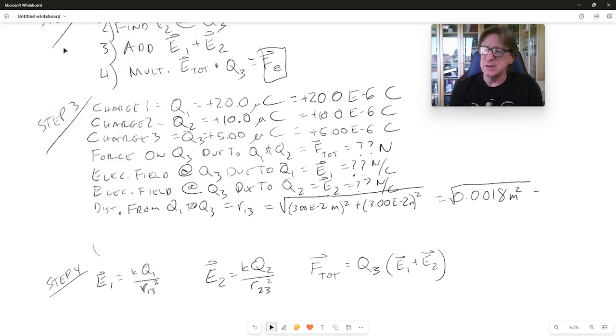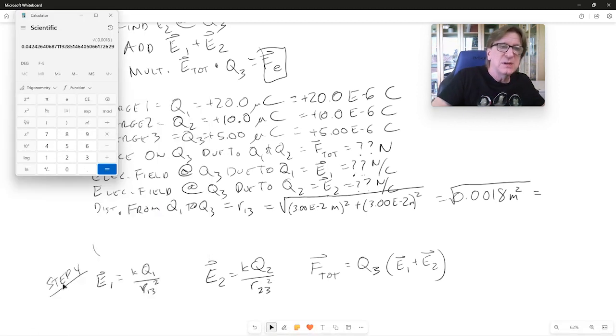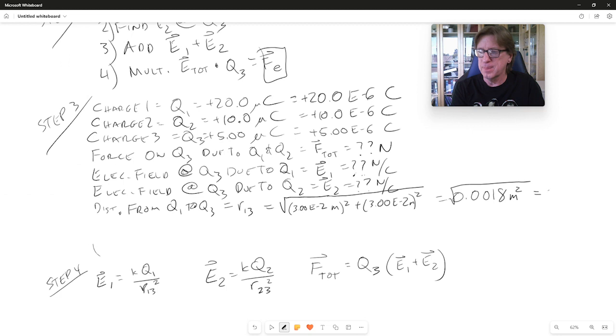So this one then is going to be equal to, I keep bringing it down and forgetting what the number is. It's 0.04243 meters. There we go. And now we're going to do the same thing.